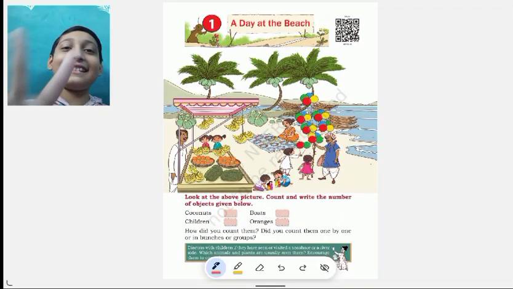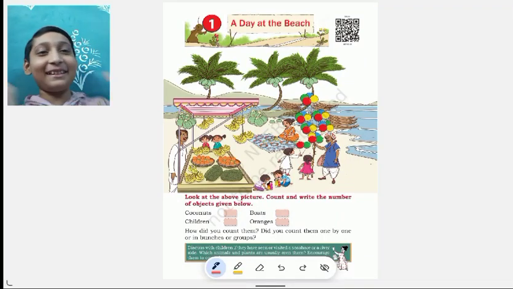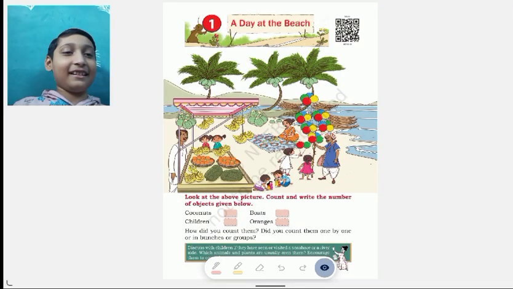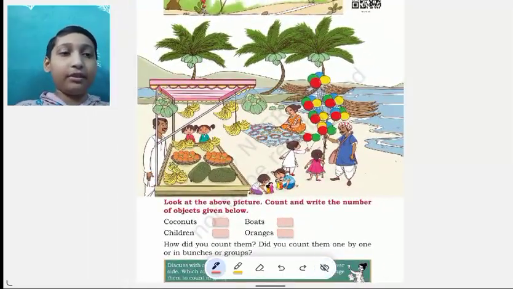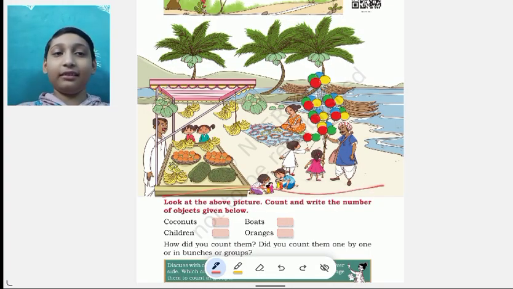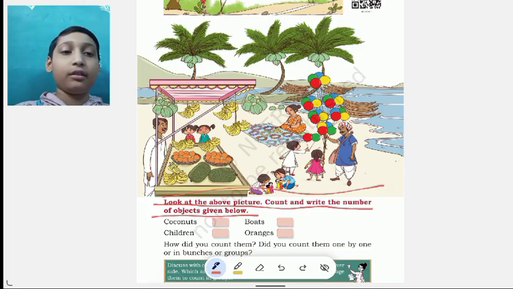To do class second, chapter 1, a day at the beach. In this, we have a beach, and many people are playing and selling things. Look at the above picture, count and write the number of objects given below. Here are some criteria of objects, and we have to write how many objects there are. I think you remember this from class first.